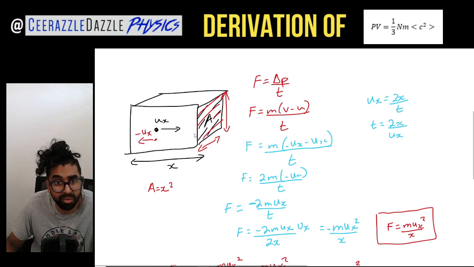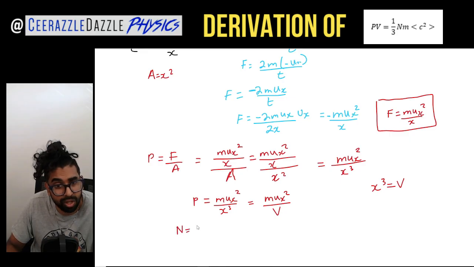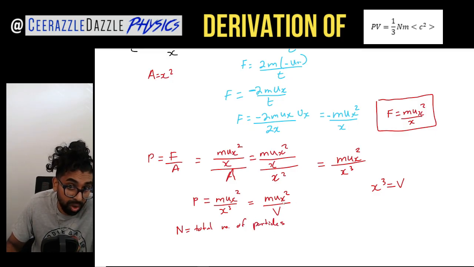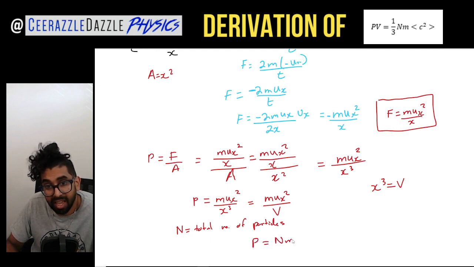Just one particle moving. But there won't be just one particle, there will be many particles, n number of particles. So n means the total number of particles. Therefore, for one of them, it will be p is equal to mux squared divided by v. But for n number of particles, we can put down the following formula: p is equal to nmux squared divided by v.